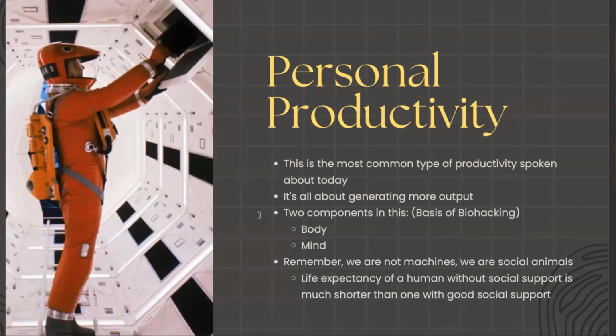We're social animals. One really important thing to know is that the life expectancy of a human without social support is much shorter than one with good social support. This is something that Destiny probably knows. In relationships, people who generally have more relationships at the end of their life generally live much longer than humans who don't.